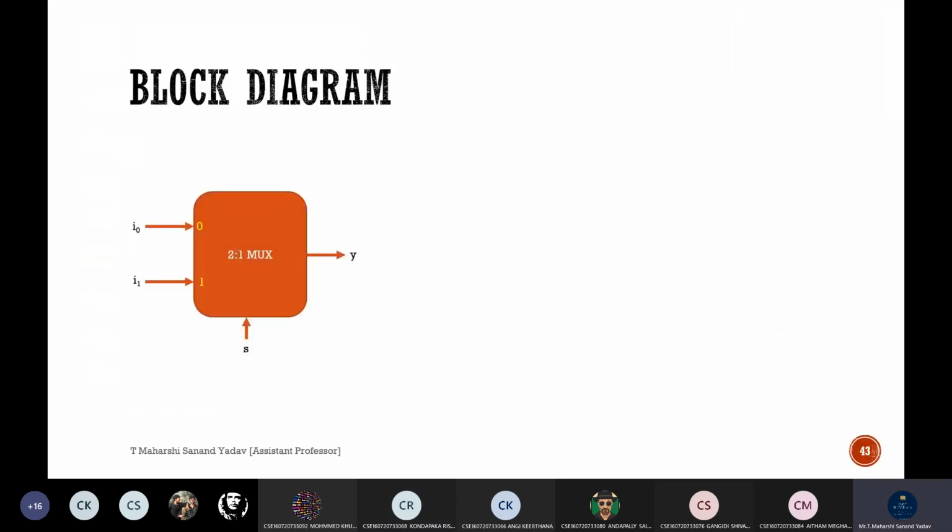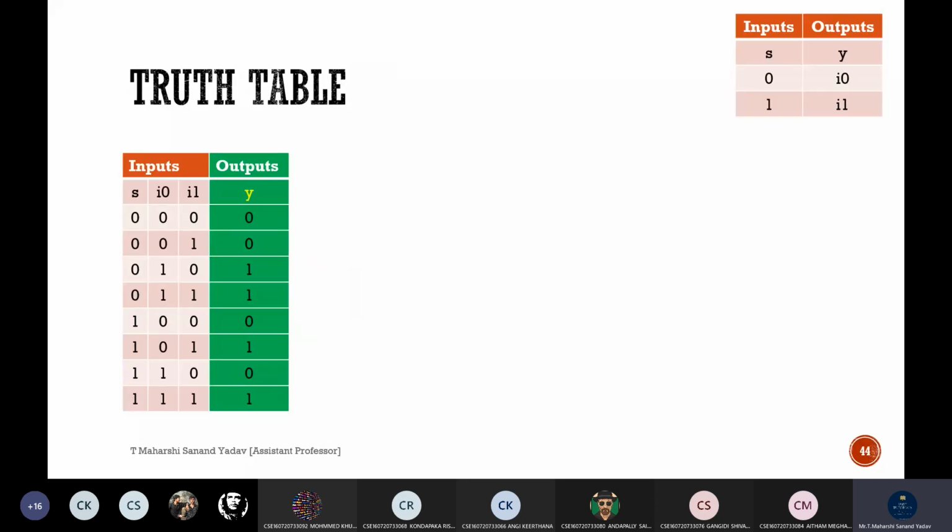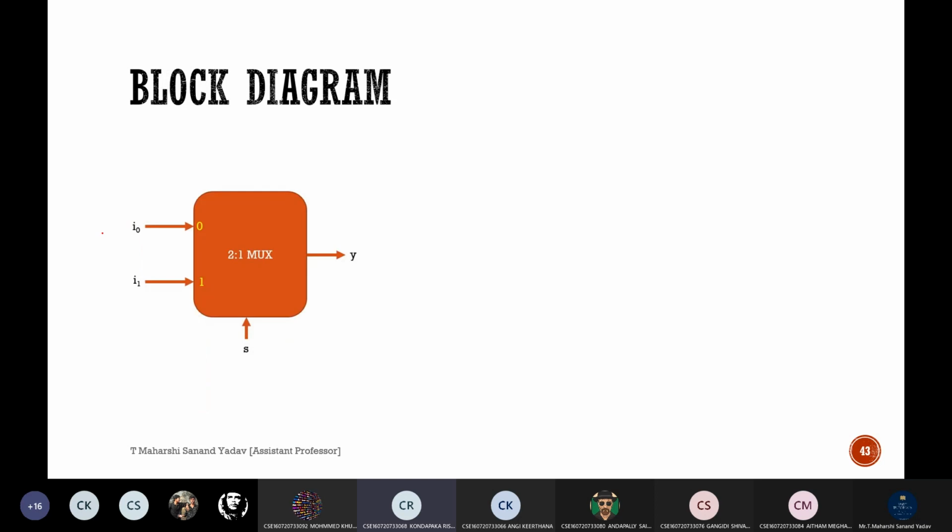Two is to one multiplexer. This is a block diagram which contains 2 inputs, 1 output and 1 selection line. Just now we have seen this one. Suppose you want to write the truth table in detail: how many inputs are there for a 2 is to 1 multiplexer? 2 inputs.